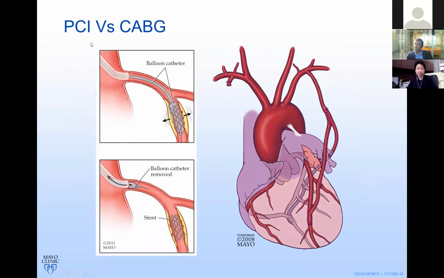So I briefly talked about PCI versus CABG. This is what we do in a stent. We make a small poke in the groin or in the wrist, and we pass a wire up through the vascular system and across the coronary artery and across the blockage, and then deploy a stent, reopening the blocked coronary artery. In bypass grafting, the blockages remain where they are, but we essentially bypass those blockages and provide new blood supply from alternate sources.